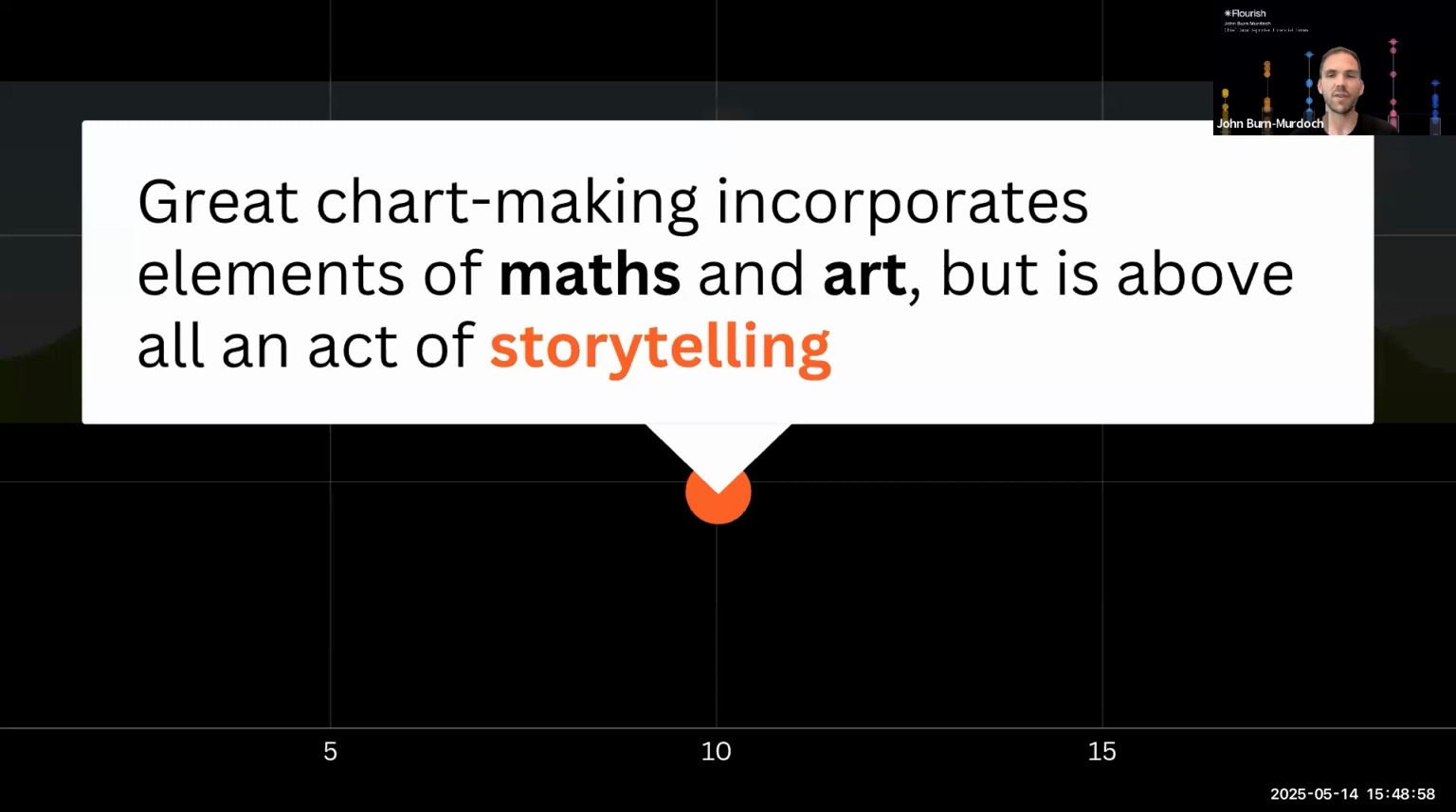So 100% for those of you on this call who love the maths and the art of all of this, great, chart making absolutely does still include the maths and the art. But to make sure we're doing our job as communicators as well as possible, we need to be thinking about this as storytelling. So with about 10 minutes left, I'm going to use some of those just to go through a case study, a walkthrough of putting these principles into action.